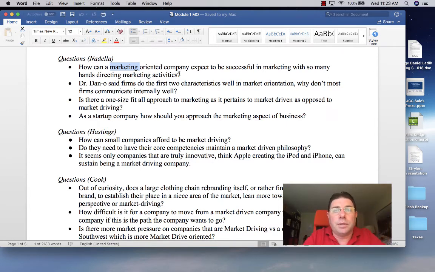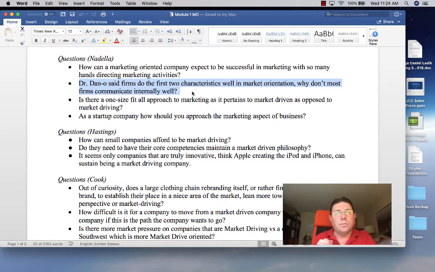How can a market-oriented company expect to be successful in marketing with so many hands directing marketing activities? Well, it's not just marketing activities. It's marketing, it's finance, it's IT, it's accounting, it's strategy, it's operations, it's supply chain management. If the firm is market-oriented and we are looking at competition and customer behavior and letting them guide what we should do, then it's pretty easy for the company to make the right decision. If we look at it from an inside out, tied up in silos and politics, and we do what's politically best for our own careers, then it's very difficult for any silo to have a hand in directing any activity. It all comes down to politics, and I don't like politics.